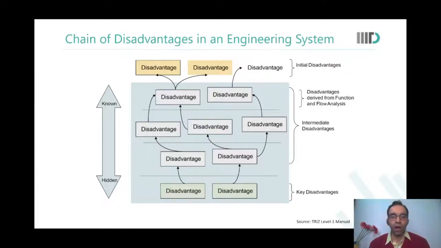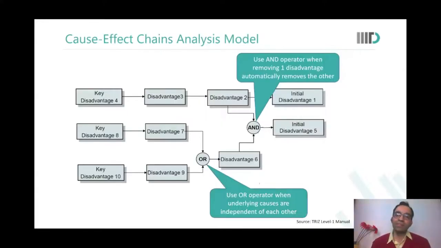And then we go down, ask the whys and identify why this disadvantage exists in the first place. And then we dig deeper and arrive at some fundamental disadvantages, which are key disadvantages. What we essentially do is, from the initial disadvantage, when we start to go deeper, we also start to build this kind of an AND/OR map, where we say that this initial disadvantage appears when disadvantage 2 is there and disadvantage 6 is also there.